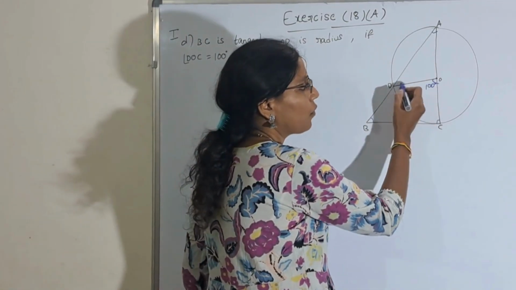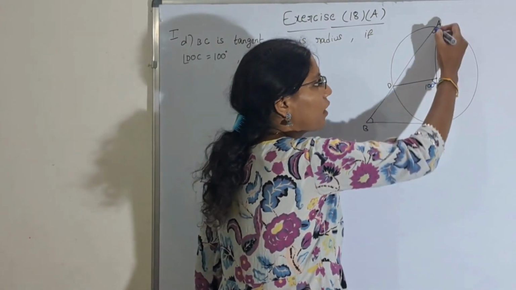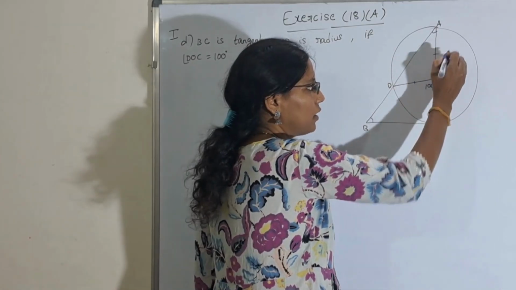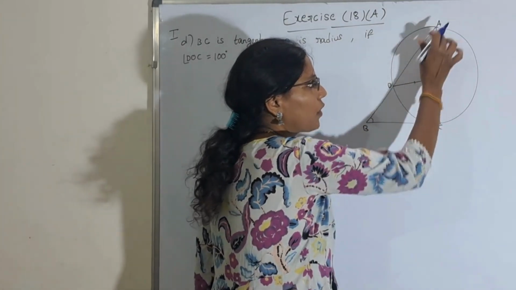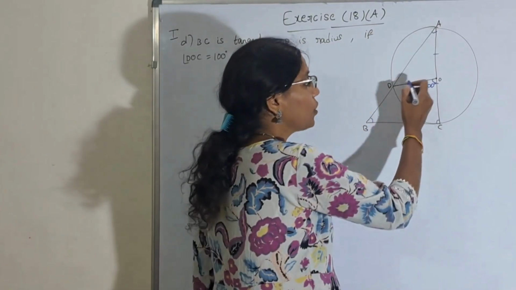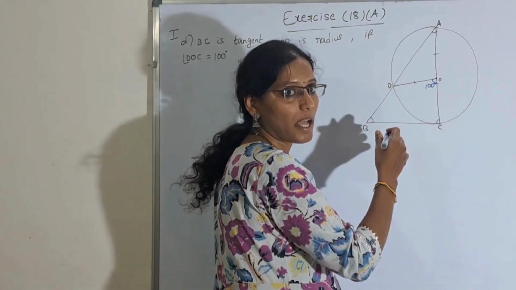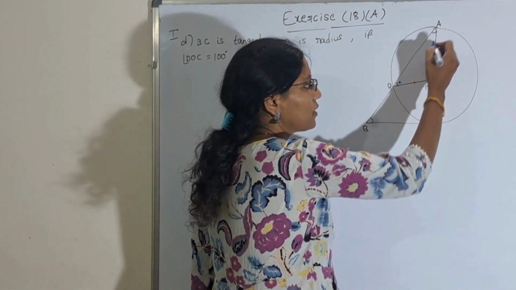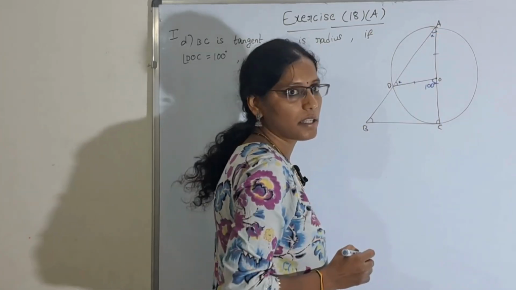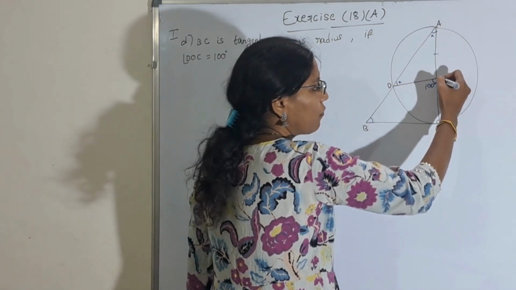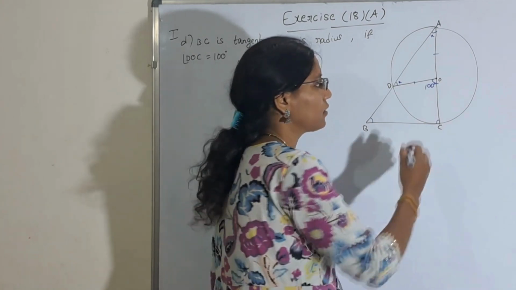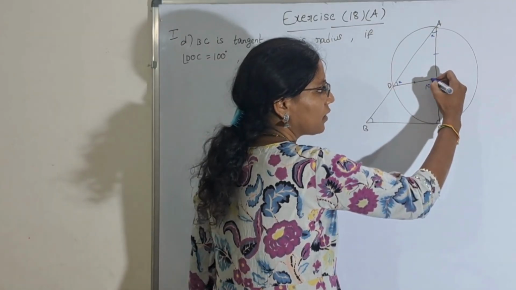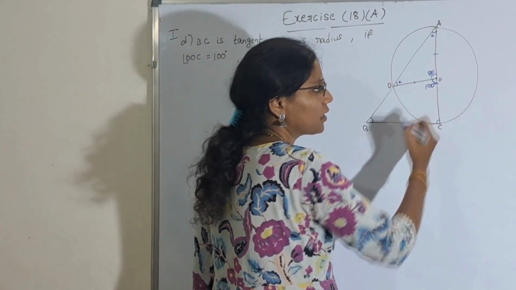First OD is the radius, OA is the radius. Two sides equal, this side, this side. DOA triangle we have to observe. Two sides equal means opposite angles are equal. This angle equal will come. This is x, and this is x it will come. Here AOC is the straight line. Straight line means this is 180 degrees. Here already 100 is there. This is 80 degrees it will come.